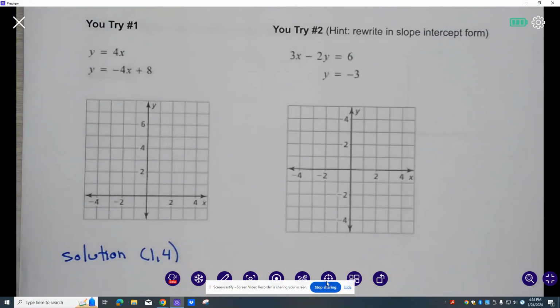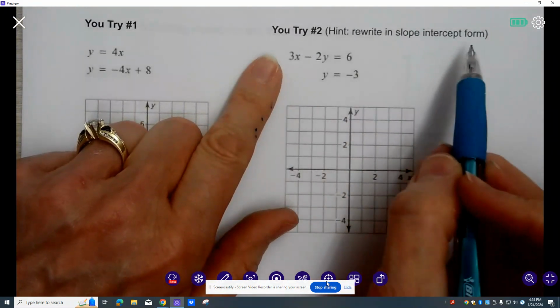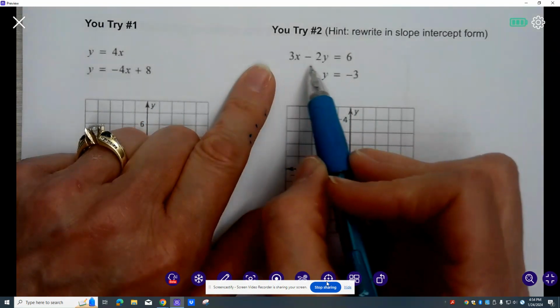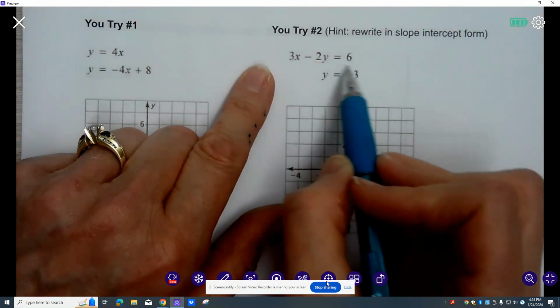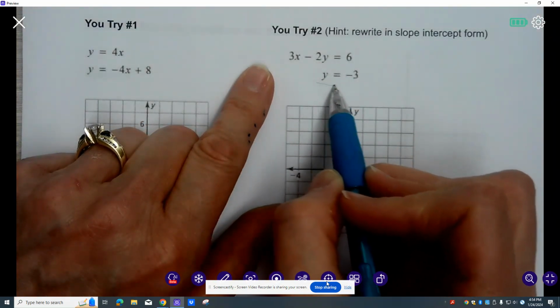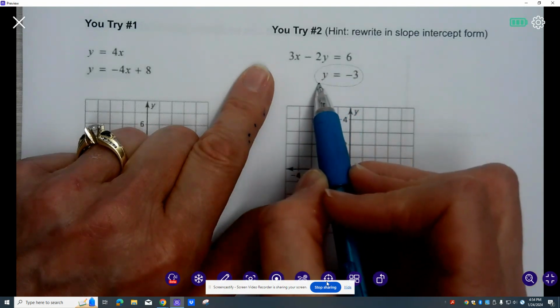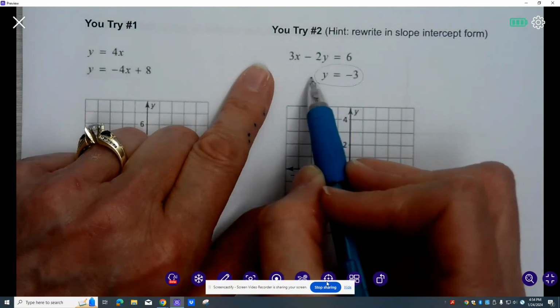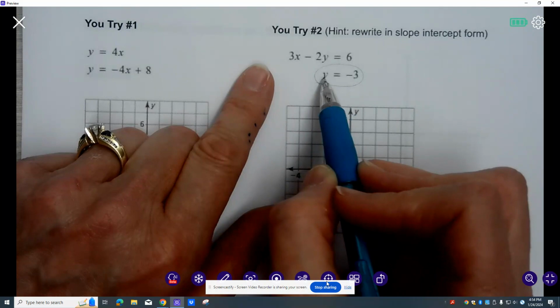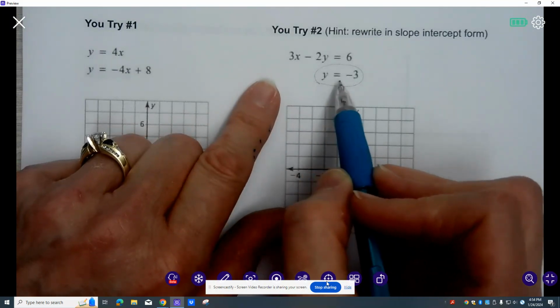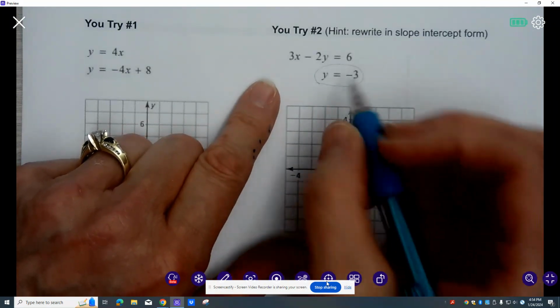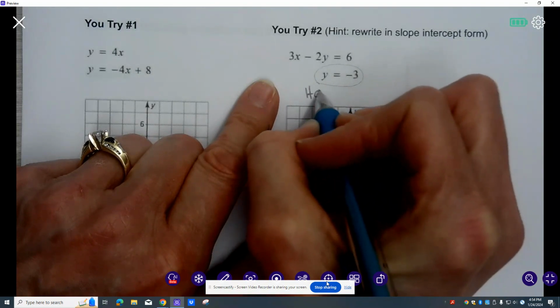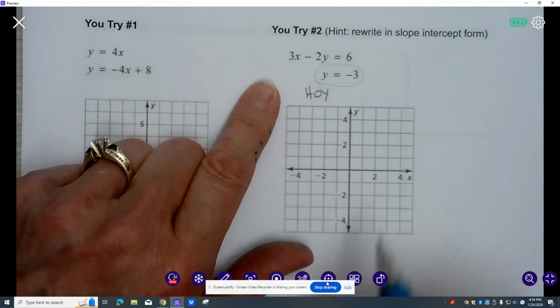The one thing I want to tell you about here, and I have a hint, it says rewrite in slope-intercept form. Now this one, hopefully you recognize this one. It doesn't have an X or a Y. It just has a Y. So that's your horizontal or your vertical line. I'll give you a little hint on this. That's going to be your horizontal line.